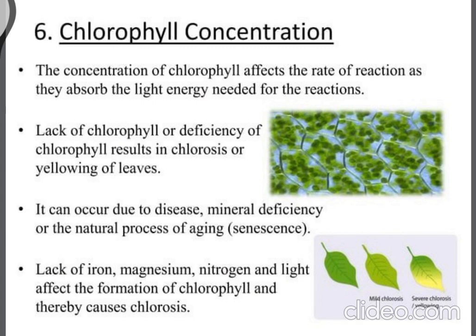Second, lack of chlorophyll or deficiency of chlorophyll results in chlorosis or yellowing of leaves. It occurs due to disease, mineral deficiency, or the natural process of aging. Lack of iron, magnesium, nitrogen, and light affects the formation of chlorophyll and thereby causes chlorosis.